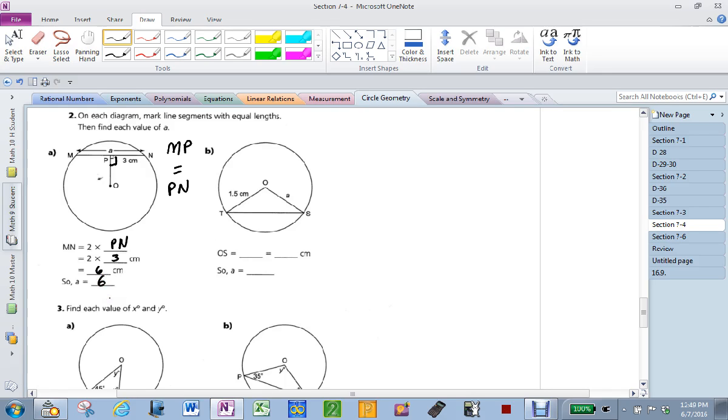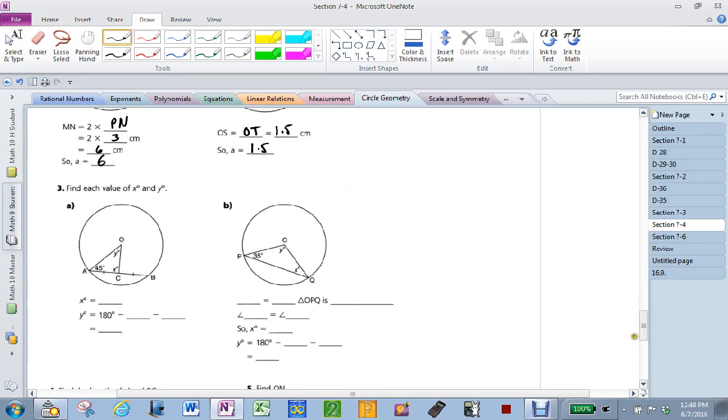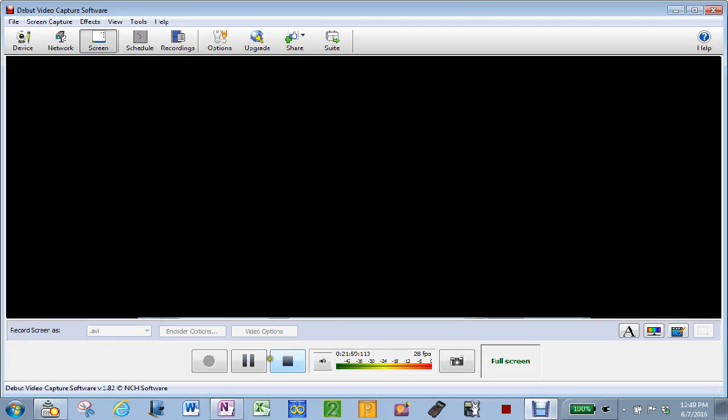Now, what do we know about B? What do we know is the same? OT and OS are the same. Why, Karina? Because they're both radii, right? So OS equals OT, which equals 1.5 centimeters. Since A is OS, A is 1.5. Cool? Awesome. Have people done 3A and B? No? Okay, I'll pause the recording and I'll let you.